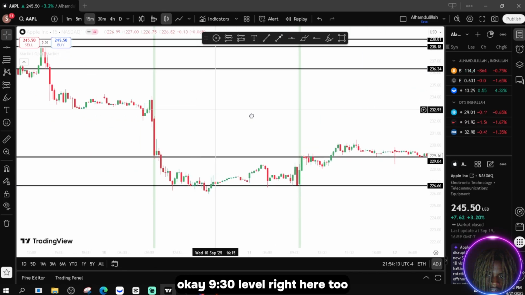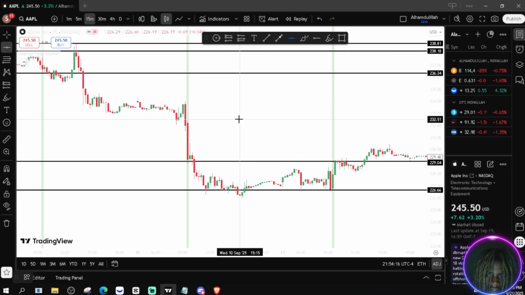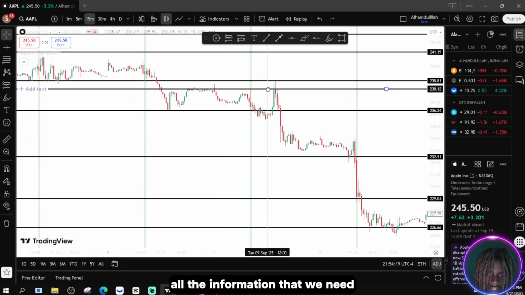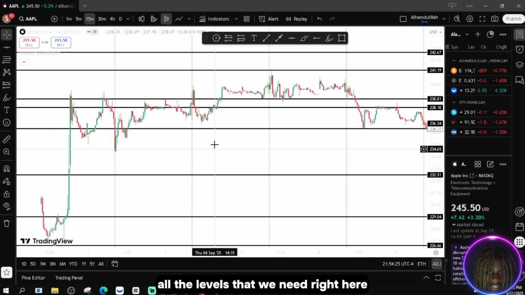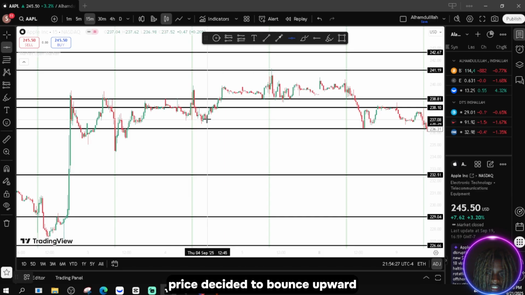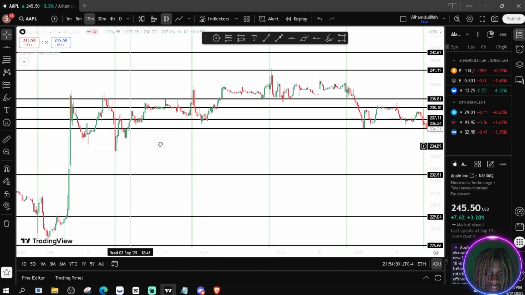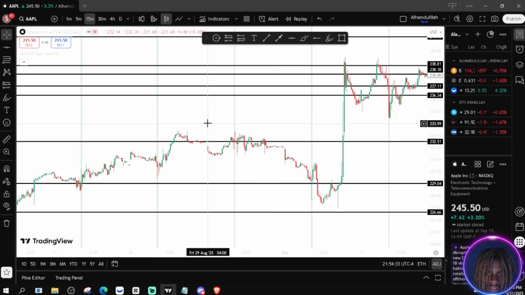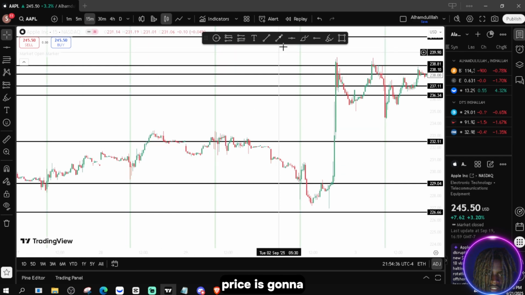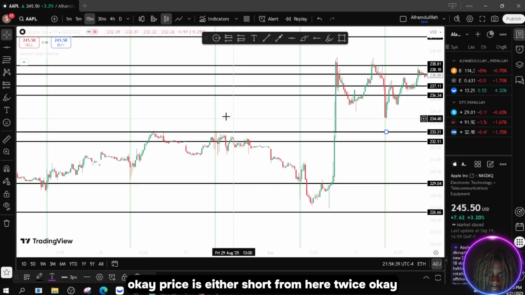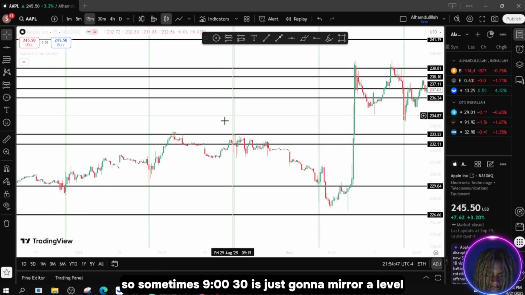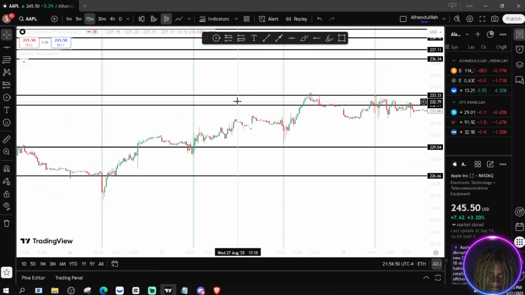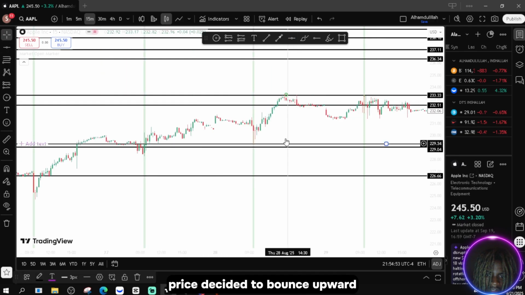Okay, 930 level right here too. Another one right here. All the information that we need, every ounce of it on the screen. Okay, all the levels that we need right here. Price decided to bounce upward. Okay, sometimes price is going to go ahead and mirror certain transactions. Okay, price decided to short from here twice. Okay, so resistance once and then resistance twice. So sometimes 930 is just going to mirror a level that happened to the left. Okay, right here, price decided to bounce upward.